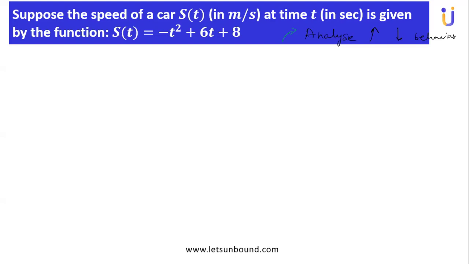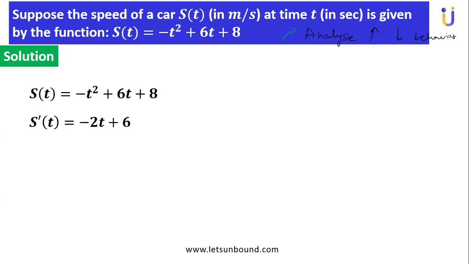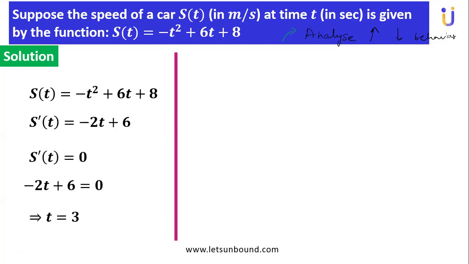So, solution. If you find S dash of t, S of t is this, and you differentiate this, right? It's a simple derivative. I'm not explaining it more here. Equate to 0, and you get only one critical point, which is 3, right? So the sign chart is simple. If you have one critical point, your graph has two portions.